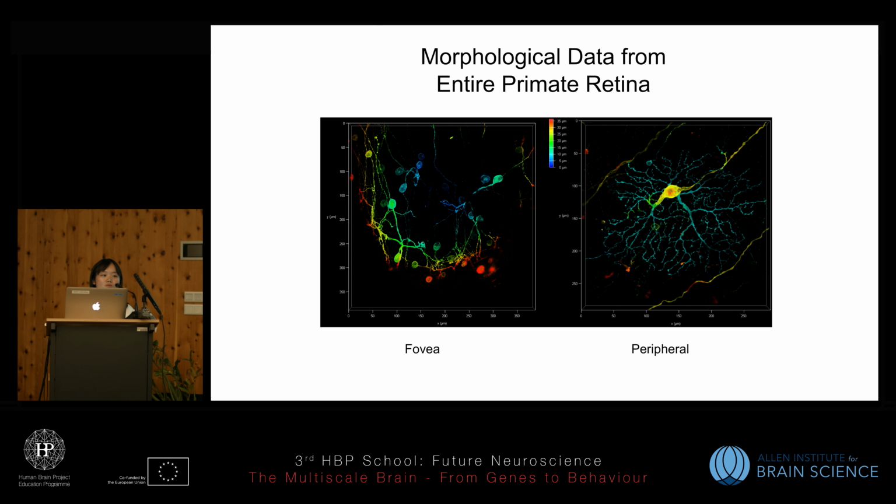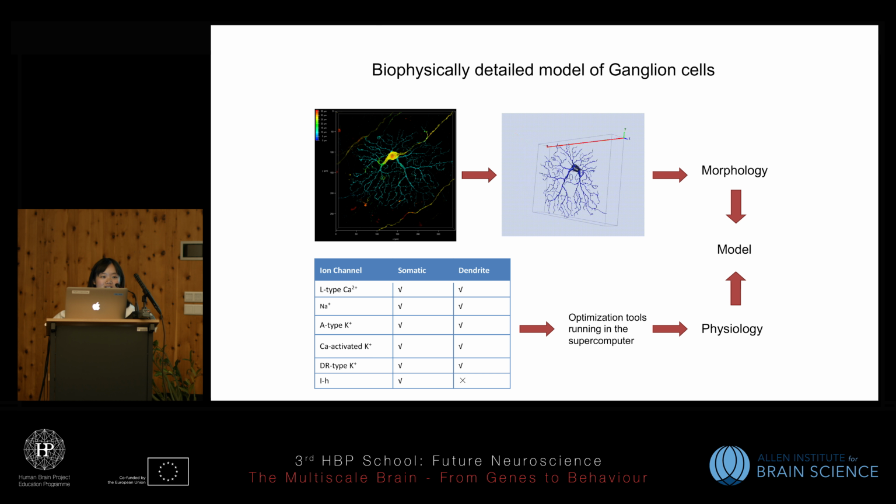The ongoing simulation work is at both detailed and abstract levels. At the detailed level, we have built physically detailed neural models for different types of ganglion cells, with morphology data taken directly from the primate retina. We also use the toolbox from HBP and the supercomputer to tune the model parameters.